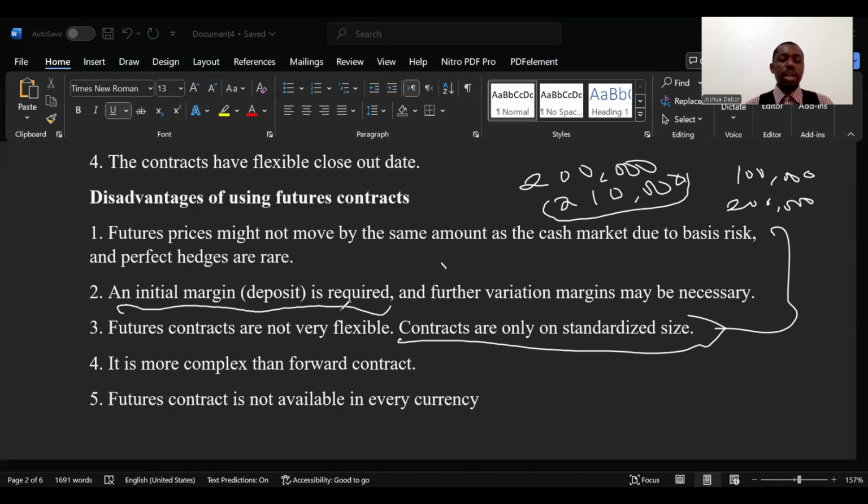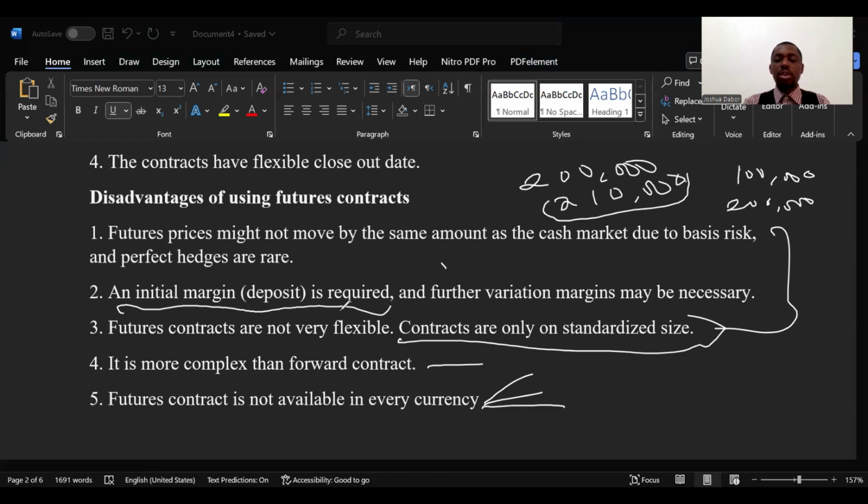It is more complex than the forward contracts. So the futures contract is a more complex contract. The forward contract is easy to understand and easy to calculate, but that is not the case with the futures contracts. Finally, futures contracts are not available in all currencies.